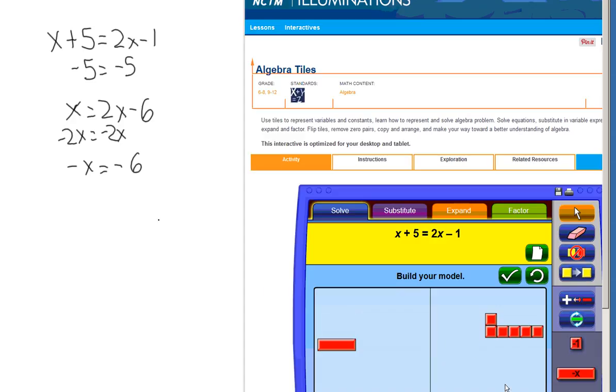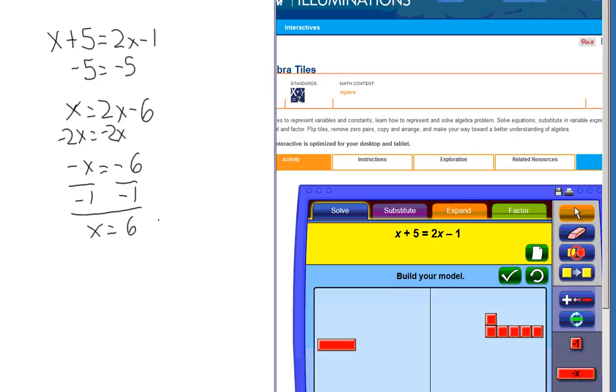So our last step is just going to be we want them both to be positive. So on the equation side, we're just going to divide by negative 1 on both sides. Dividing by this negative 1 will create x equals 6. On the other side, you can see that if a negative x is going to equal negative 6, if we just flip the signs of both of those, we'll get our positive x is going to equal our positive 6. And that is going to be our answer.